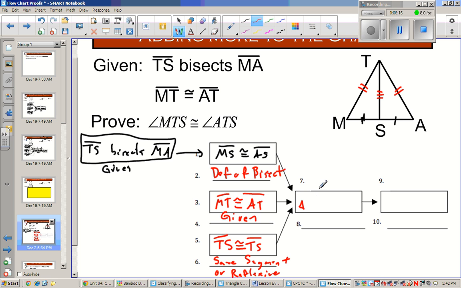So, which triangles are they? Well, it's TSM is congruent to TSA. And the reason why they're congruent is side, side, side. Now, once we have that, is angle T the same on both of them, MTS and ATS? You can see that T is the first letter in both of those, so we know that angle MTS is congruent to angle ATS, and that's by corresponding parts of congruent triangles are congruent.